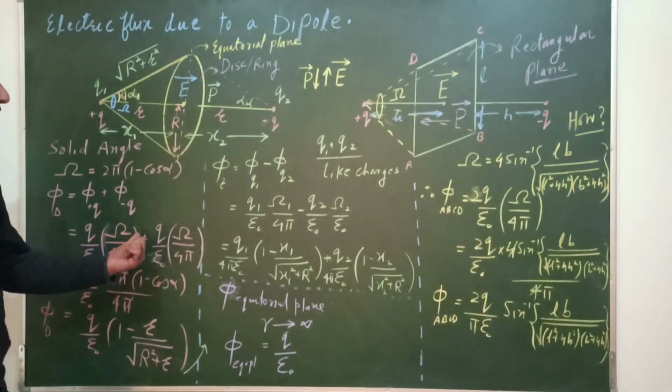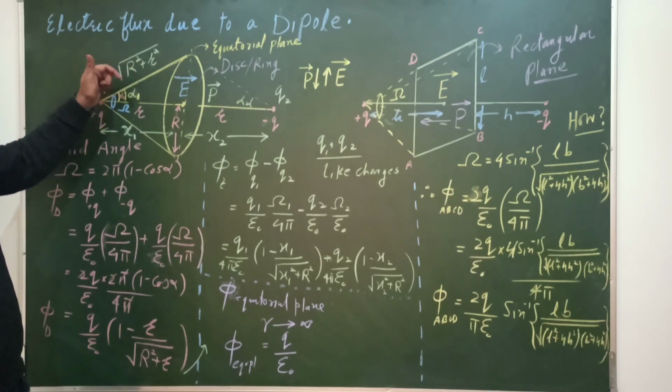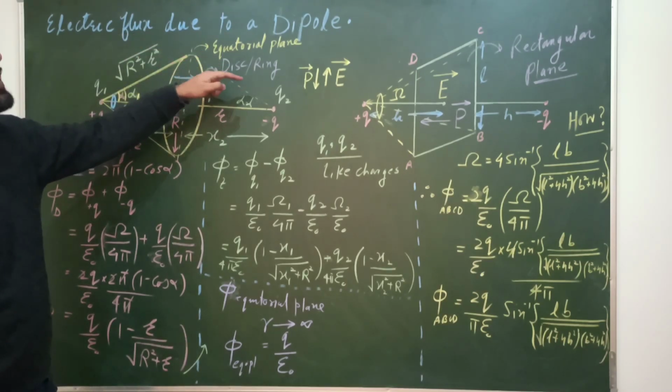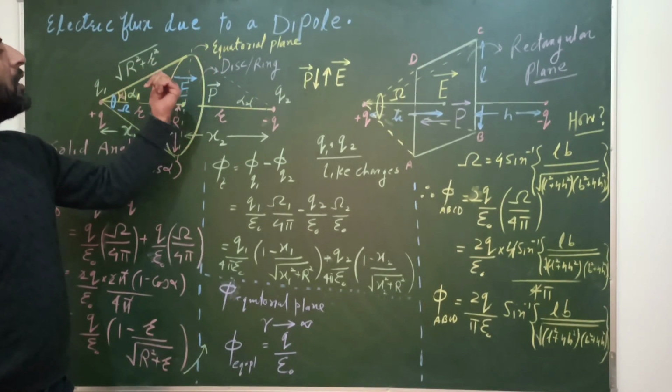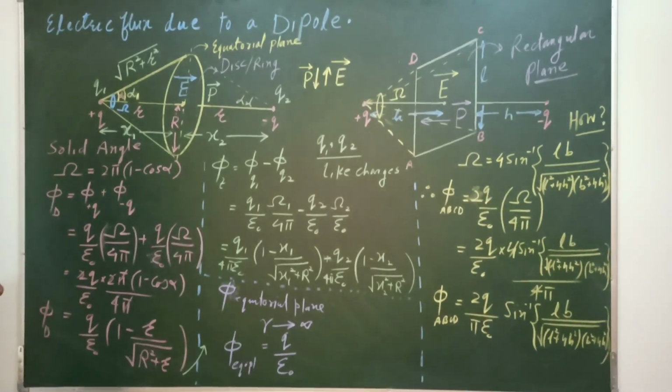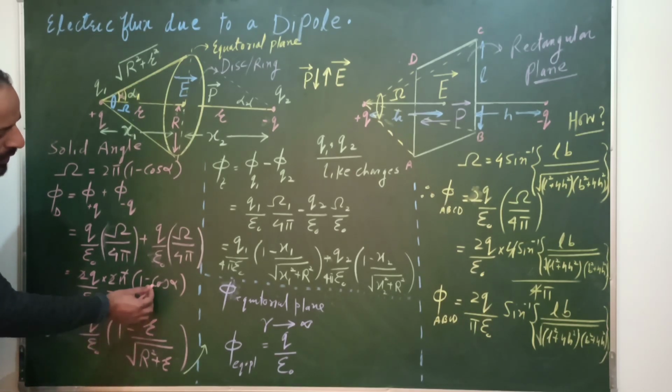Now, why have I taken the plus sign here? Because the electric flux or electric field lines are from the positive charge towards the negative charge. That is, through the disc, it is in the direction of left to right. So when I add these two, I get 2Q divided by epsilon naught, then 2 pi times (1 minus cos alpha) divided by 4 pi. So phi d is equal to Q divided by epsilon naught times (1 minus cos alpha).